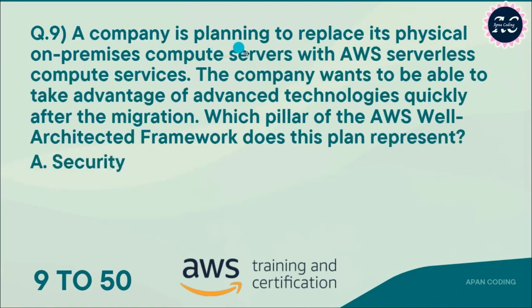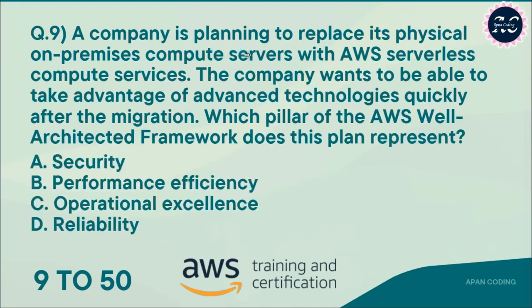A company is planning to replace its physical on-premises compute servers with AWS serverless compute services. The company wants to be able to take advantage of advanced technologies quickly after the migration. Which pillar of the AWS Well-Architected Framework does this plan represent? So what will be the answer, friends? It will be performance efficiency. All right, now move on to the next question.